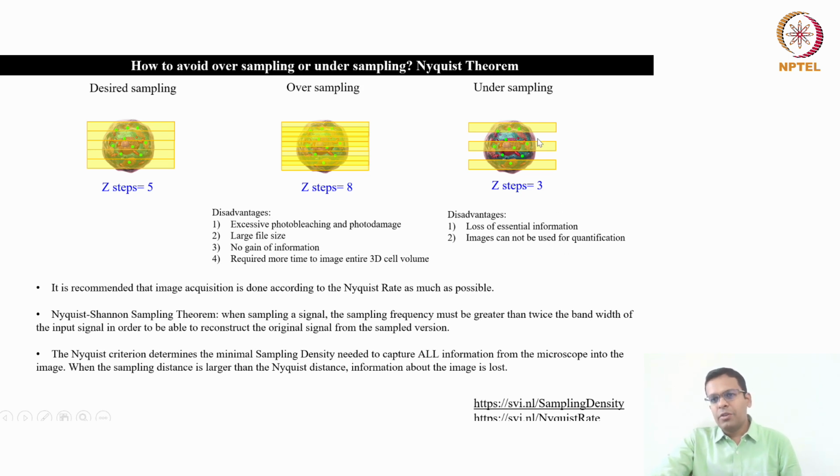If you have captured your microscopic images by undersampling, you should not use those images for quantifying biological information, for intensity measurement, or for counting the number of spots per cell. For that kind of counting or quantification, you should not use this kind of imaging, because the images are undersampled and the information is lost. So it is very essential to precisely sample your cell while doing the Z stacking.